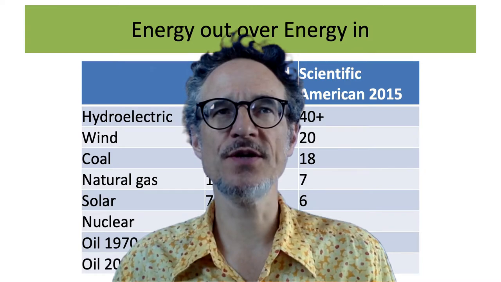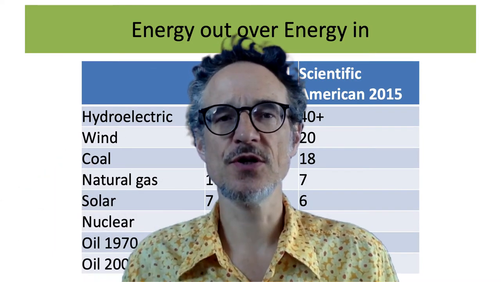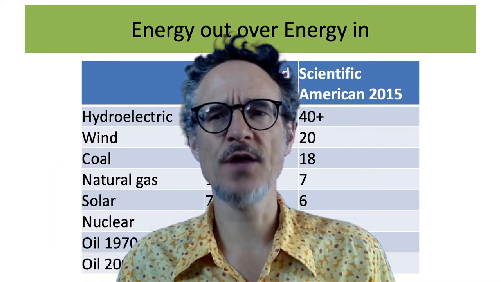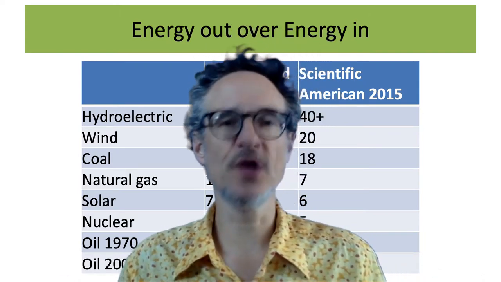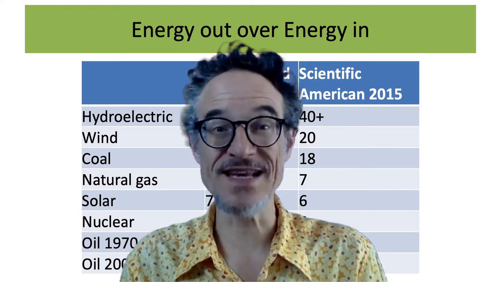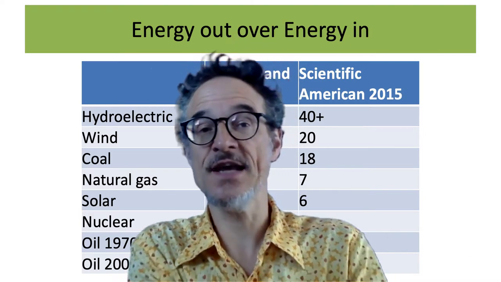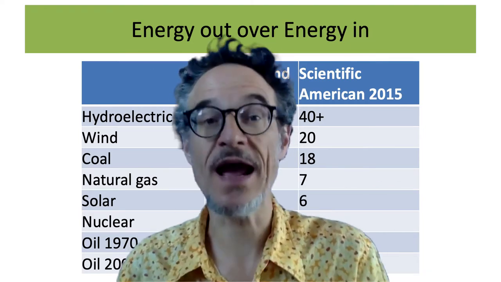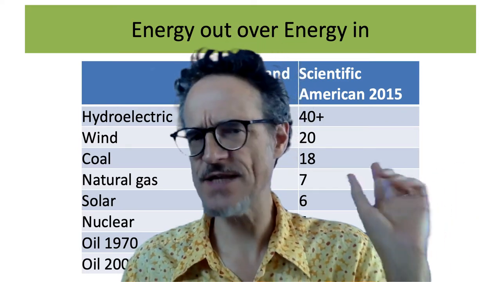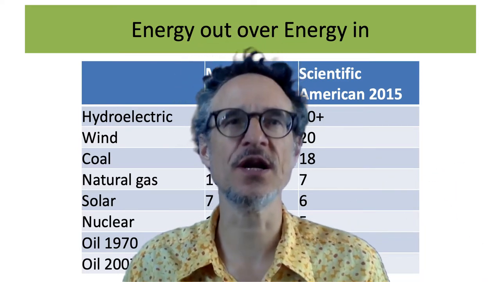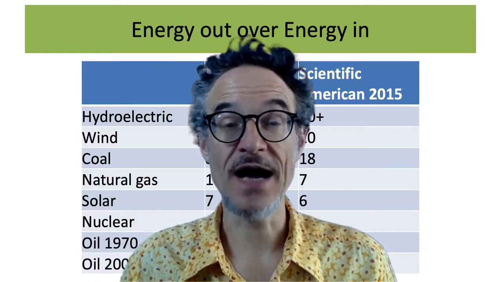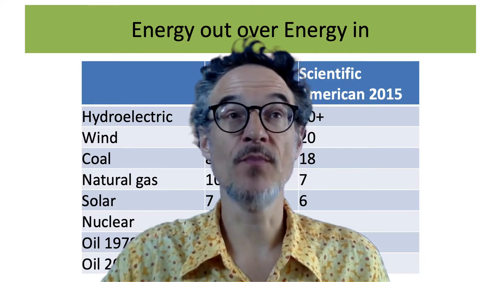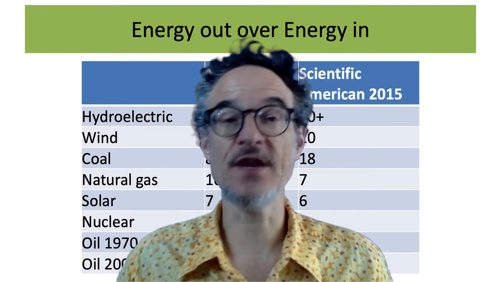And the different calculations, this is not a simple calculation. It's very difficult to work out all of the energy that goes into a system. It's easy to see how much electricity is coming out of a power station. It's much less easy to work out all the energy going in. So, for example, for coal, we get a big difference between 80 and 18. This is the amount of energy that goes in.